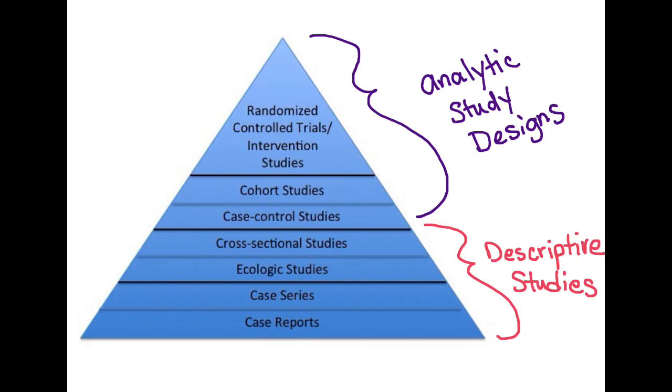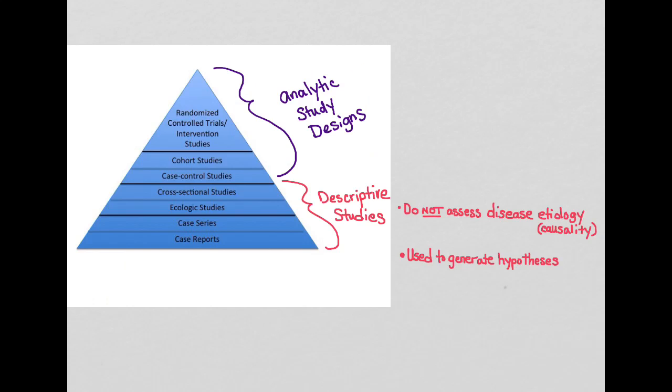Okay, so what we have here is at the bottom, the case reports, case series, ecologic studies, and cross-sectional studies are all descriptive studies. And at the top, we have case control, cohort, and randomized controlled trials. You can also call them intervention studies or experimental studies. Those are all analytic study designs. So what differentiates descriptive studies from analytic is that descriptive studies do not assess disease etiology or causality.